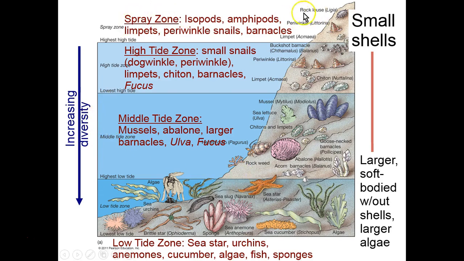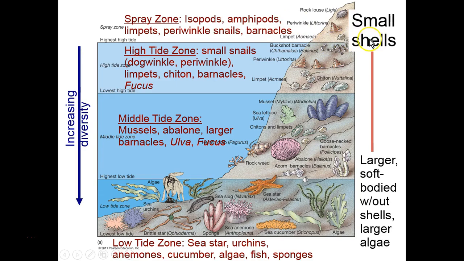So we have the spray zone up here, the high tide zone, the middle tide zone, and then the low tide zone down here. What you should expect is that as you go from the spray zone down into the low tide zone, the diversity of organisms that can be found increases. And that's because these are aquatic organisms, and more of them can live underwater than can live out of water.